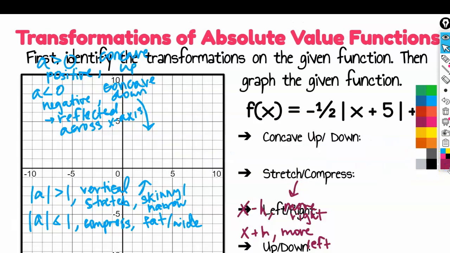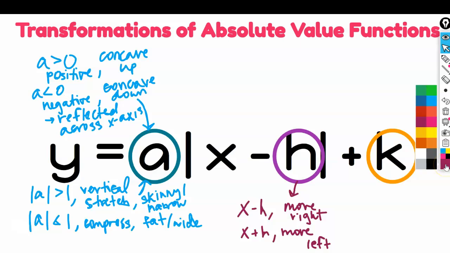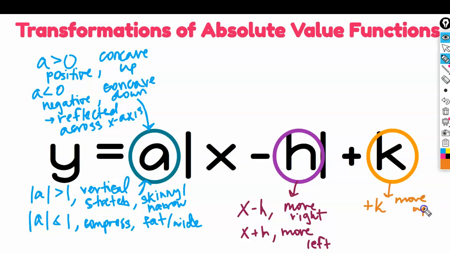Oh, shoot. No, go back. All right, K tells me how much I move up or down. So if I have plus K, that means we move up. If I see minus K, that means we move down.